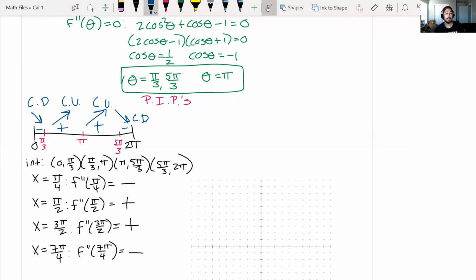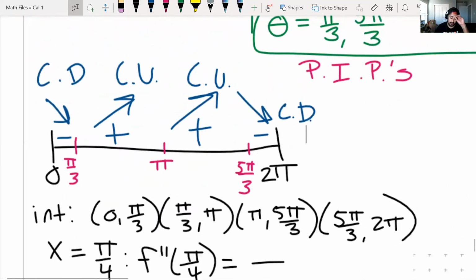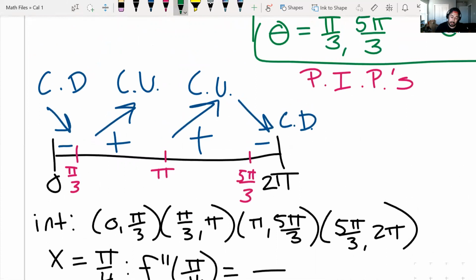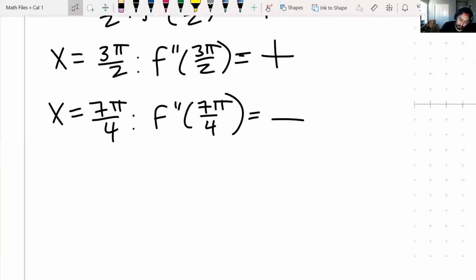Oh man, almost there. Look at our sign chart. And this means look at pi over 3. We go concave down to concave up. So this means pi over 3 is an inflection point. So down here, x equals pi over 3 is IP.